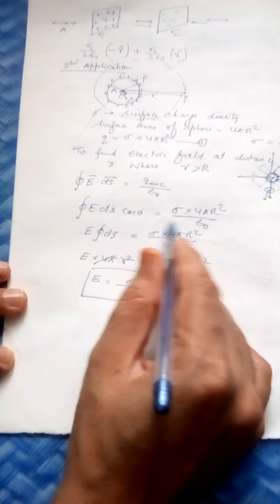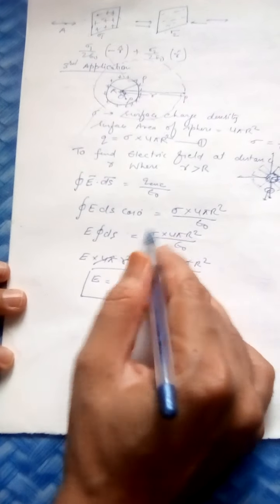Suppose I am not changing this q enclosed, then from this E into 4 pi r square, in place of sigma into 4 pi r square I am writing again q, and this is epsilon naught. So E is equal to 1 by 4 pi epsilon naught, I am writing first, then q, and then r square.